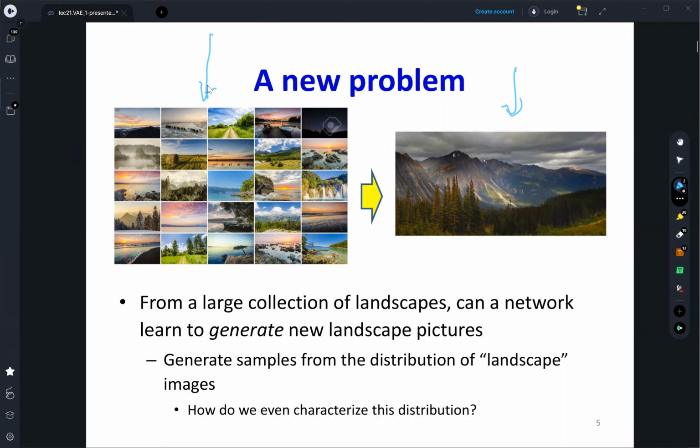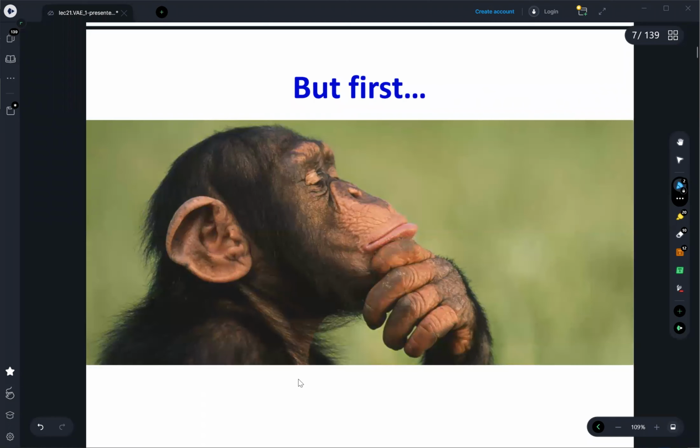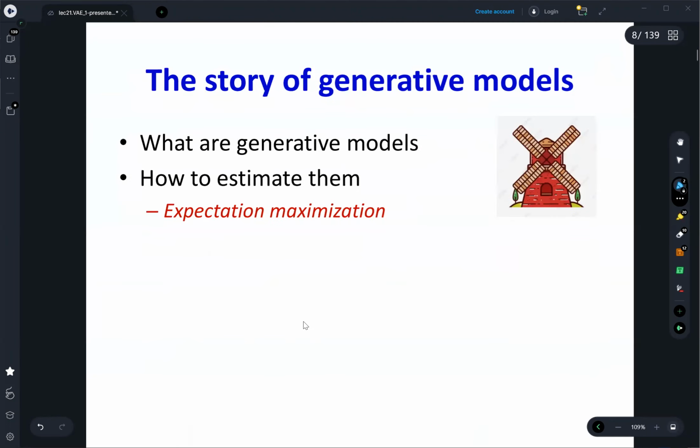But then when we're doing this, how do we even characterize a distribution, and how do we use a neural network for this task? So to recap, we've seen how neural networks can perform classification or regression. We want to use neural networks as generative models that can model the distribution of our data so that we can draw samples from it. But first, we want to see what it means to have generative models. What is a generative model? And we're also going to have to figure out how to estimate generative models. In this context, we'll briefly touch upon expectation maximization.